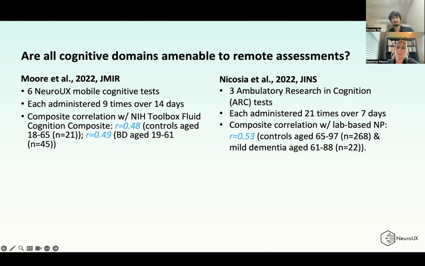We're seeing a very similar composite correlation here with lab-based neuropsych in another paper by Nicosi et al., from the Hassenstab lab, where they did 3 of the ambulatory research and cognition tests 21 times over 7 days. And in controls and people with mild dementia, they found a nice composite correlation as well. So if you are interested in looking at more global cognition or creating a composite, there is nice evidence that these mobile cognitive tests can provide that.